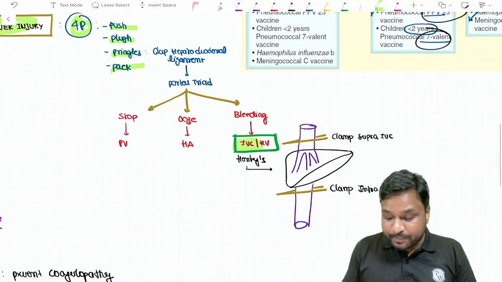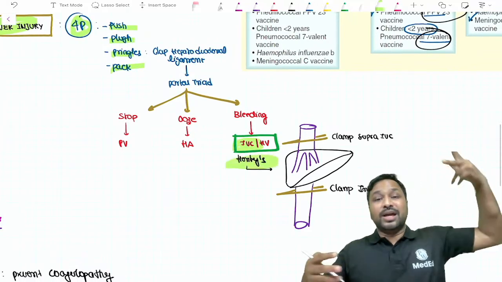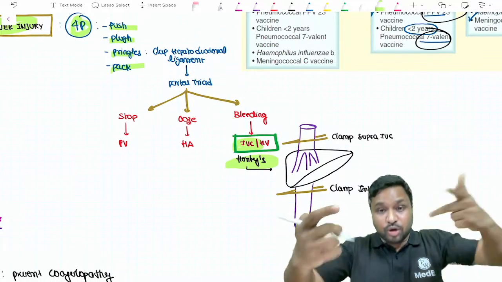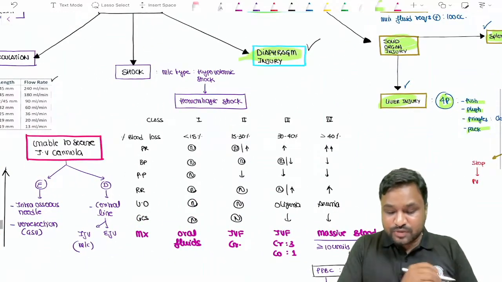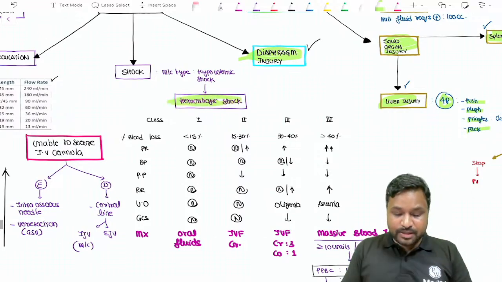If the bleeding continues to happen, you will do something called Henle's maneuver. Supra-IVC, infra-IVC clamp. Look for bleeding. That is your Henle's maneuver. Next is diaphragmatic injuries. We have discussed it. Then it is the hemorrhagic shock.